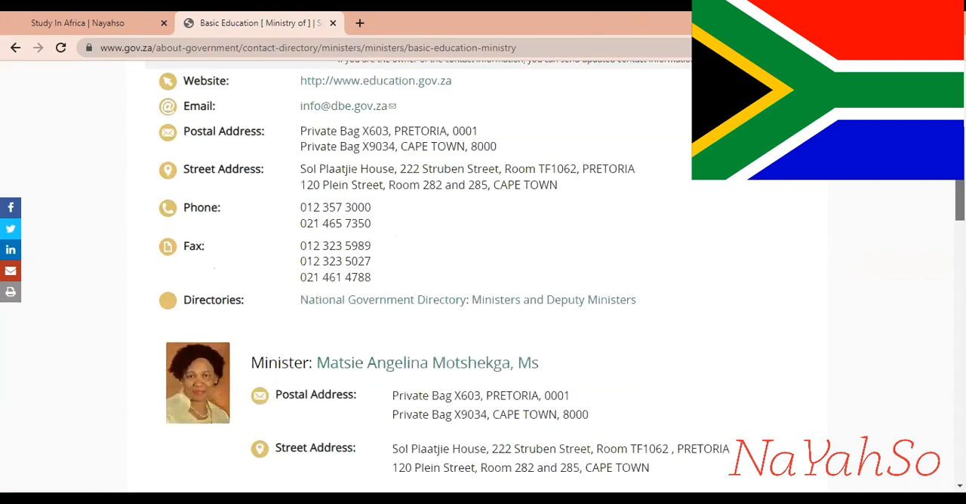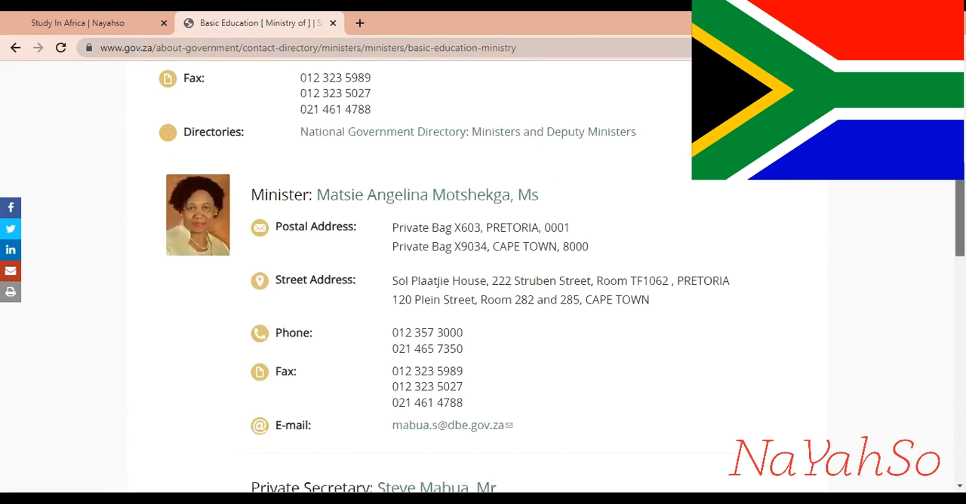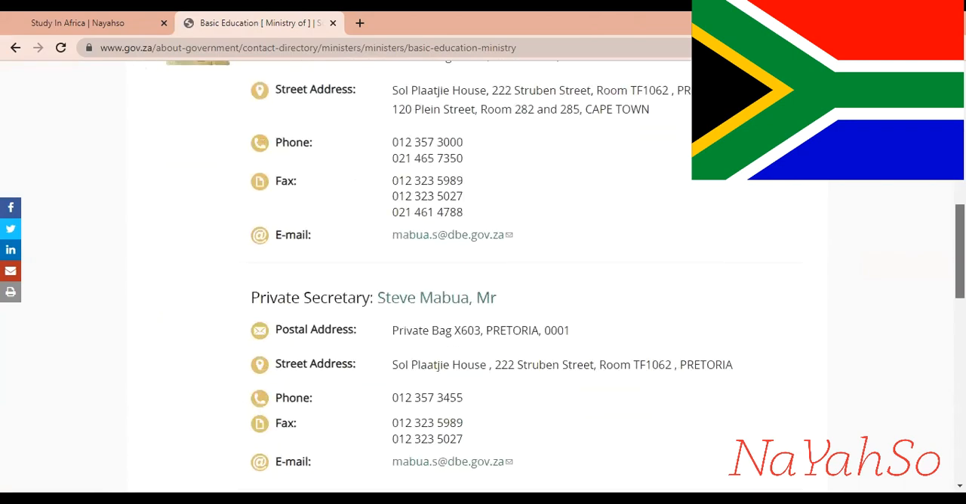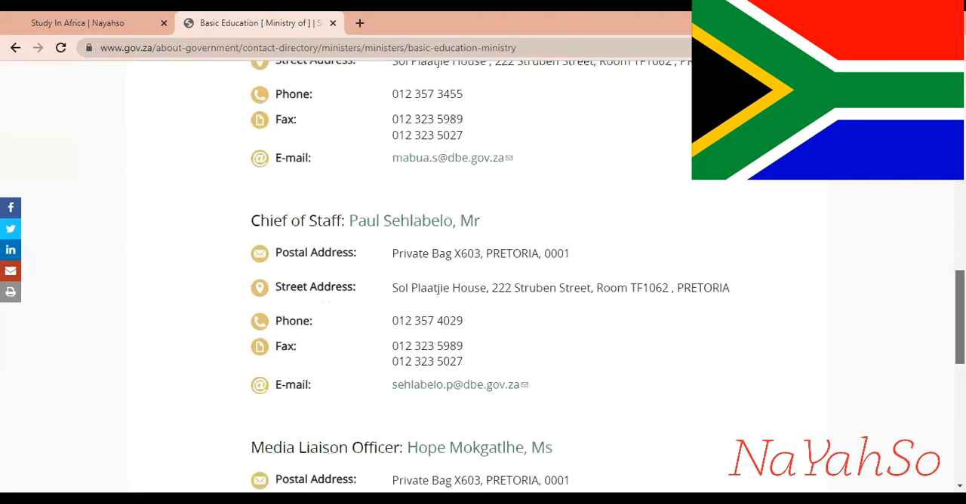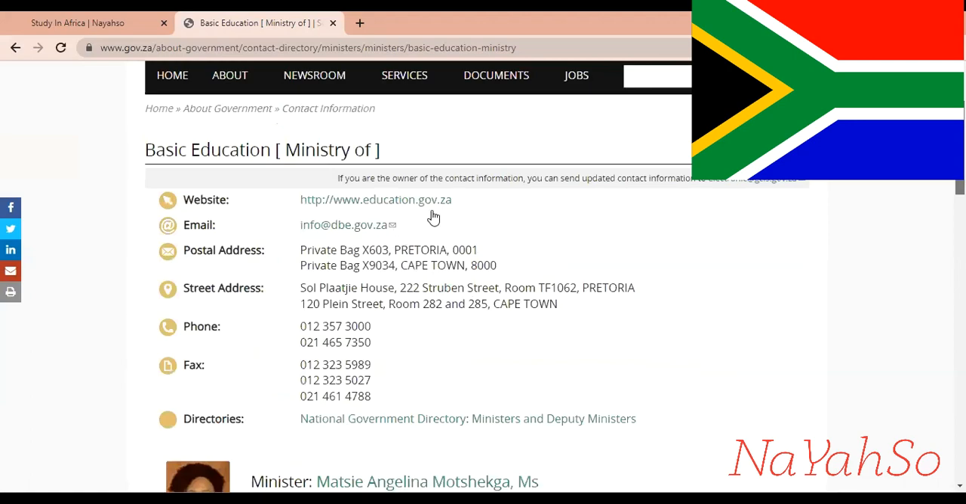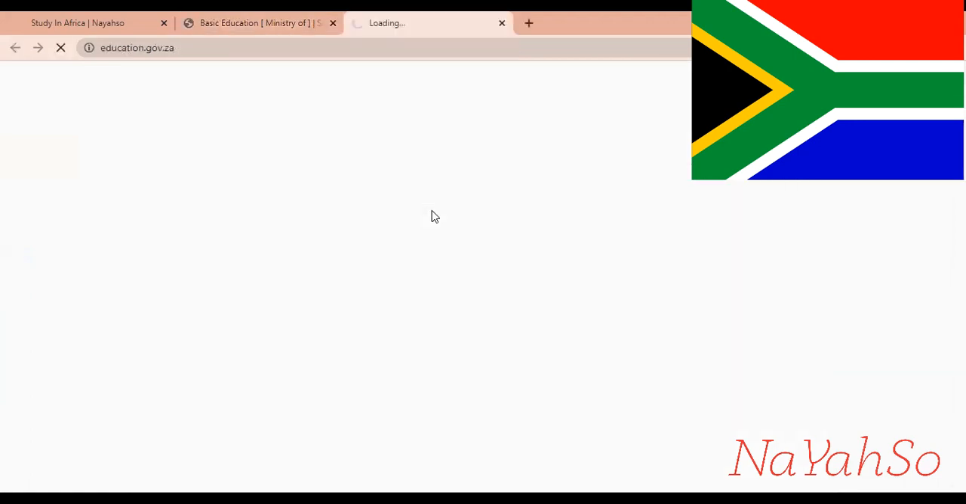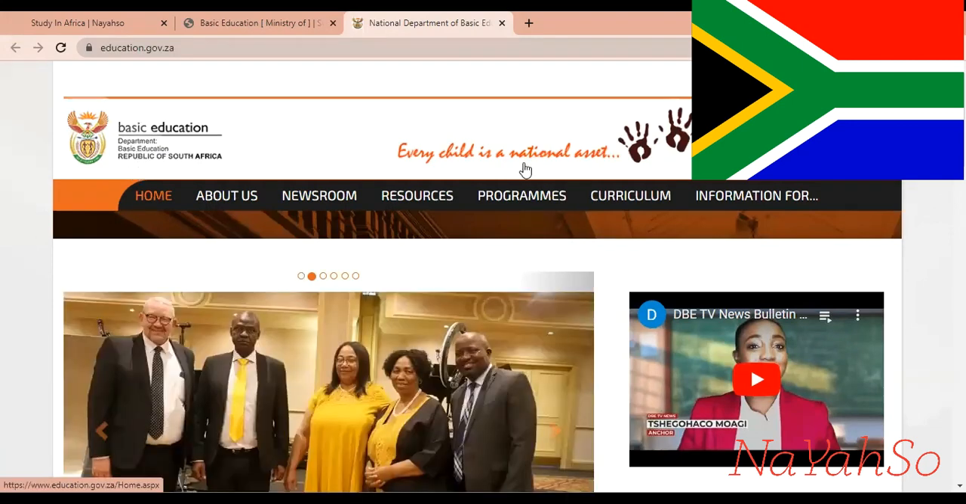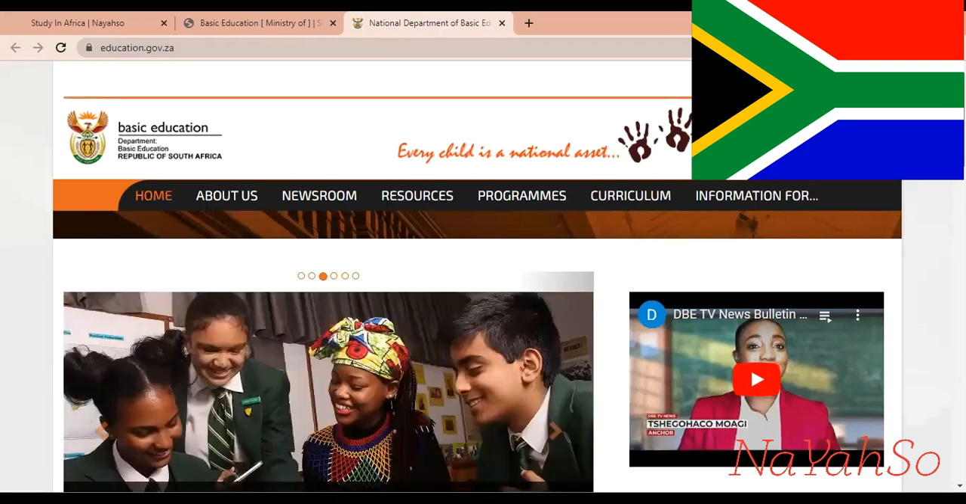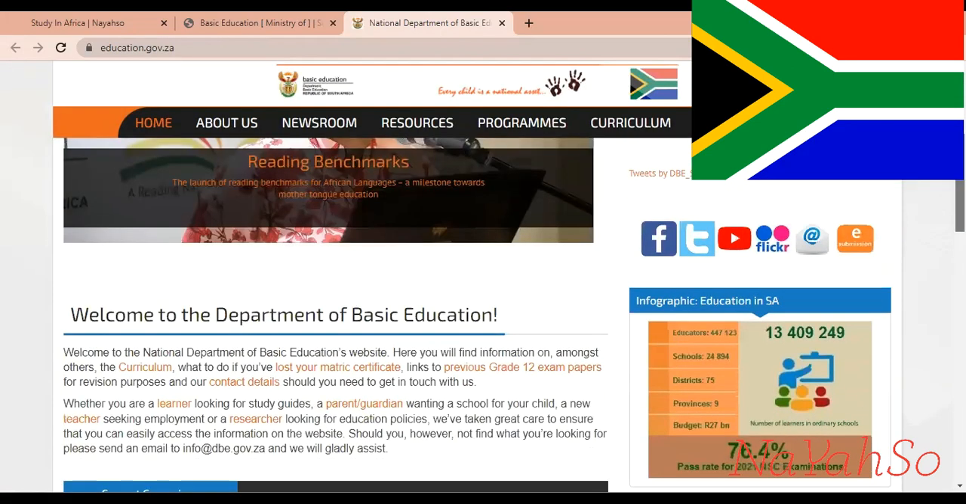They have the directories, and there's the minister and the private secretary details and the chief of staff, media liaison, etc. So let's go up and see what we can find about basic education in South Africa. So this is education.gov.za, Basic Education Department, Republic of South Africa. And let's just do a quick scroll. Welcome to the Department of Basic Education.